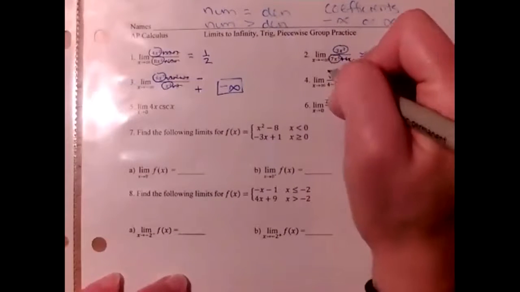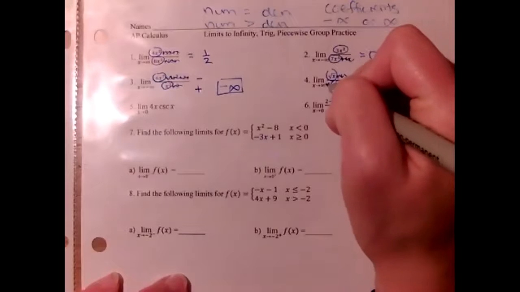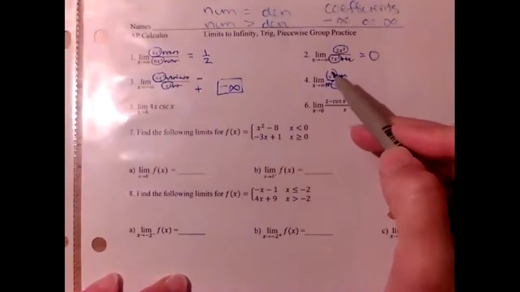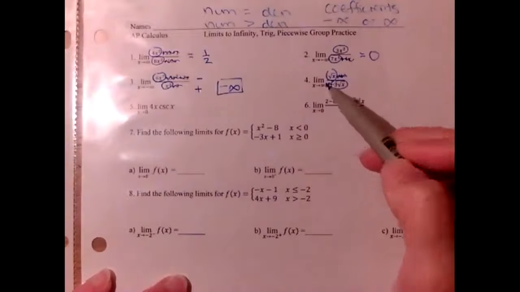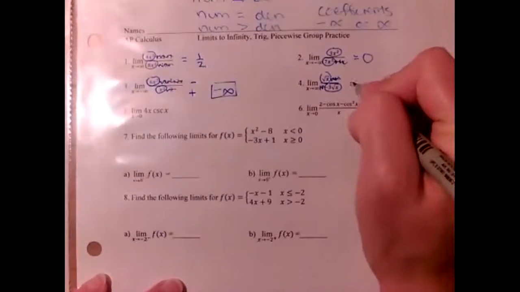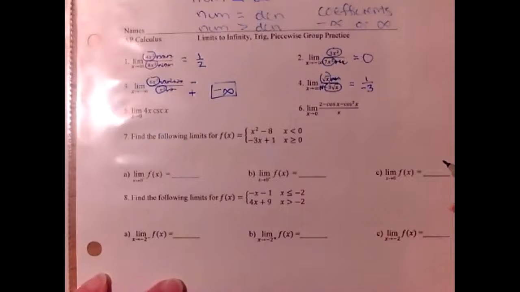All right, here, numerator, we've got square root of x. Denominator, we've got -3 square root of x. They're both x to the 1/2, so that's a tie. We're going to use the coefficients. The coefficient for the numerator is 1, and the denominator is -3, so -1/3.